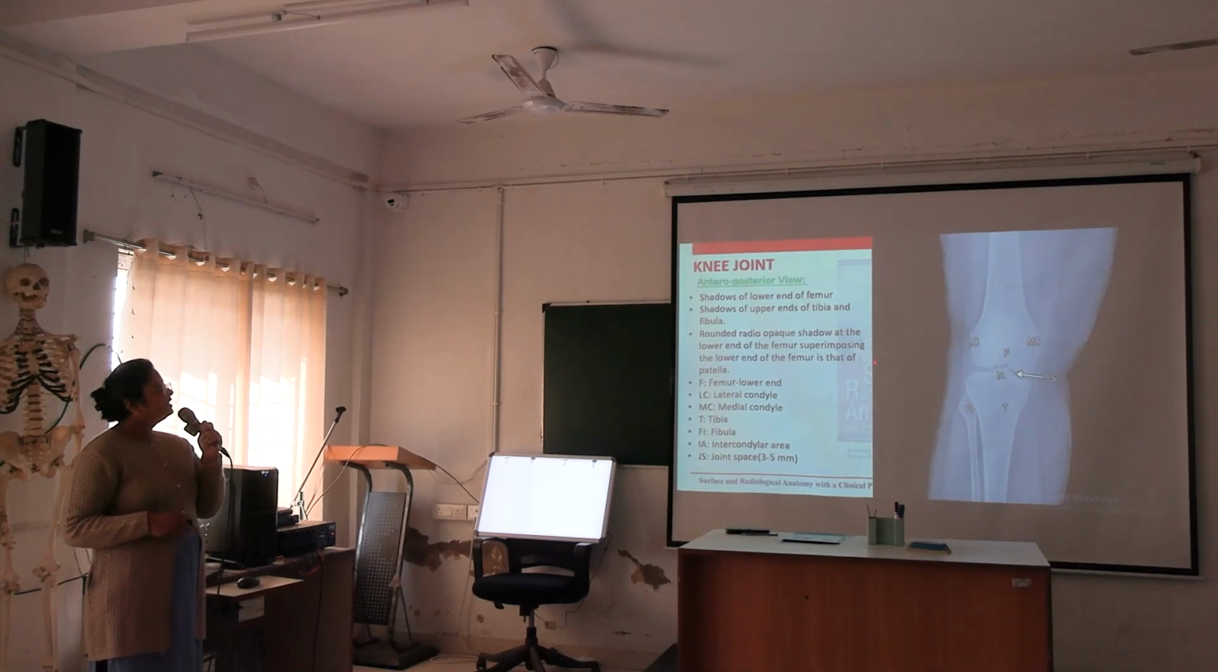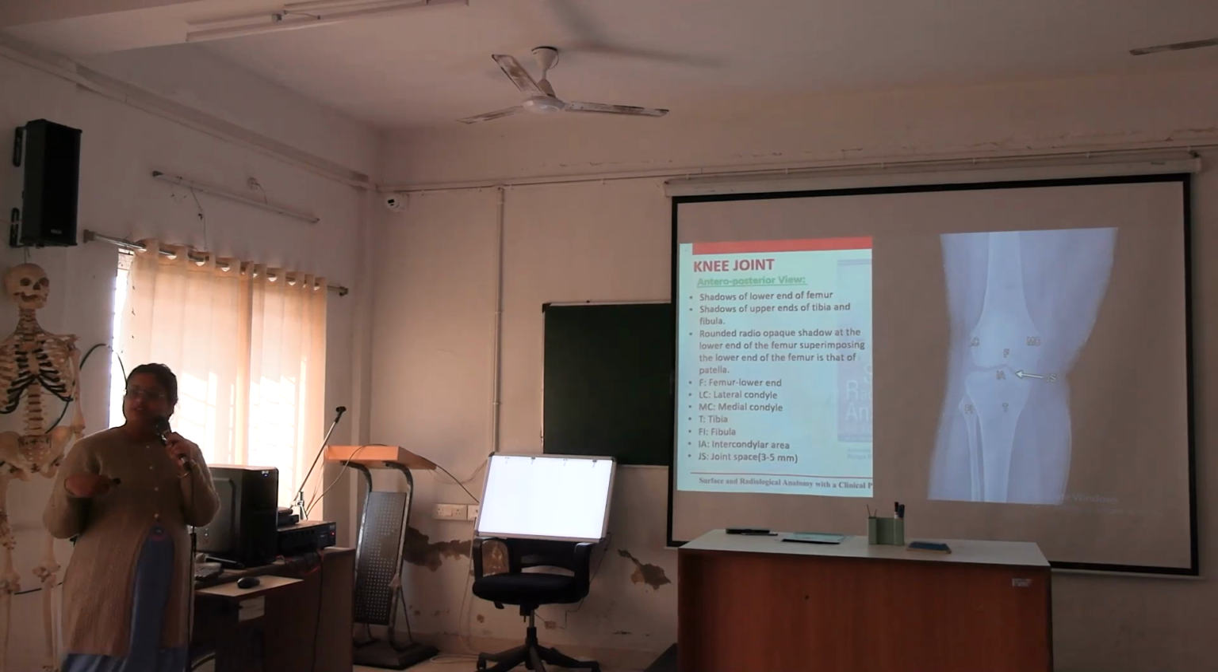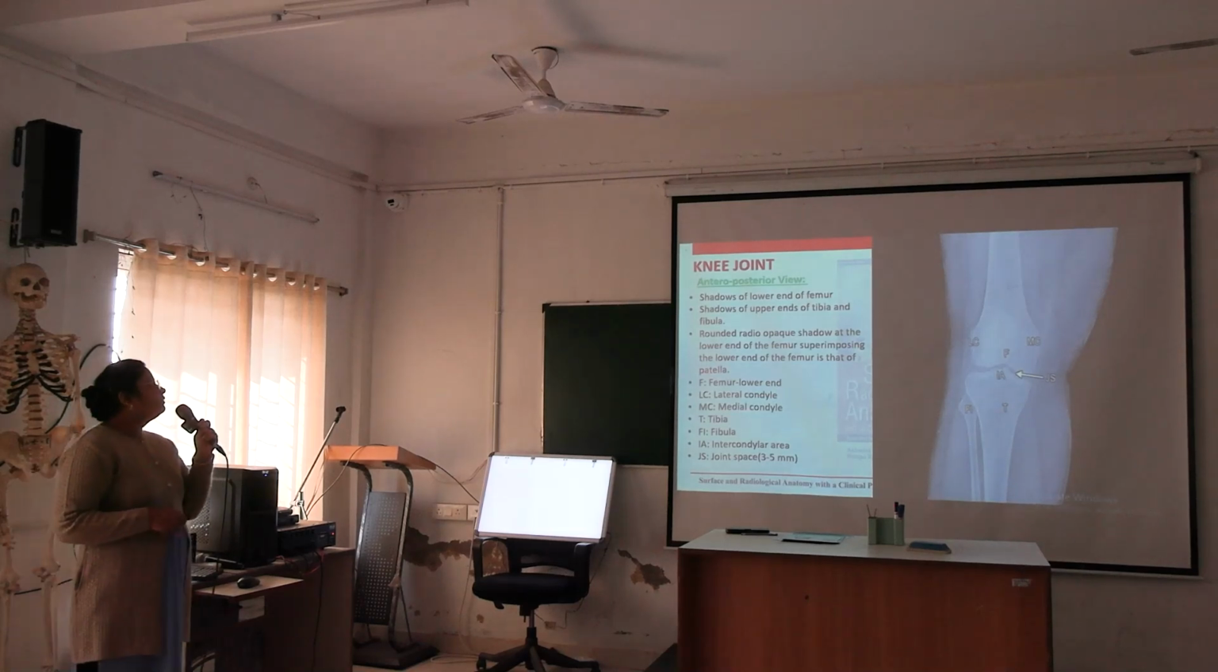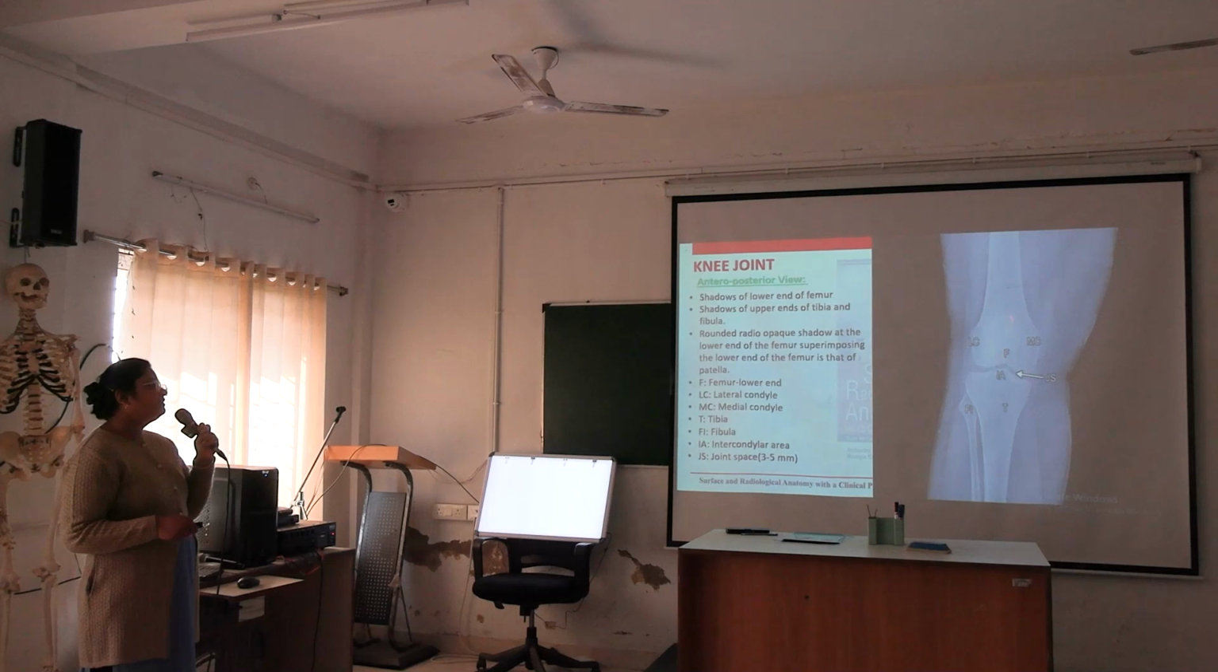Rounded radio-opaque shadow at the lower end of femur superimposing the lower end of femur is that of patella. Here one more radiopaque area you can see, triangular. This is patella superimposing over the lower end of the femur. Okay, F is femur lower end, LC is lateral condyle of femur, MC is medial condyle of femur, T is tibia, FL is fibula, IA is intercondylar area of tibia.